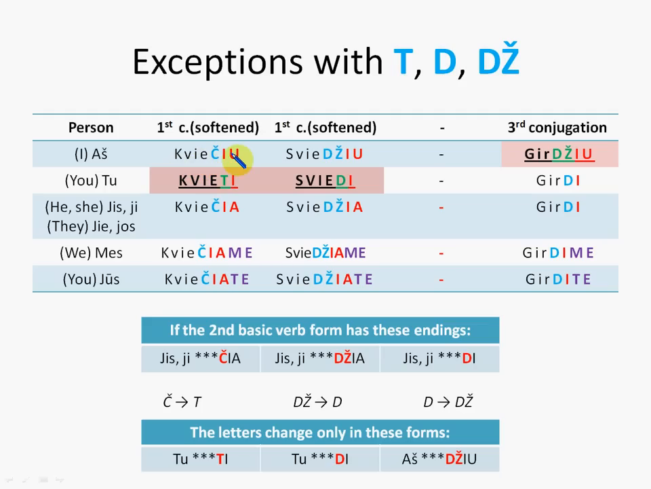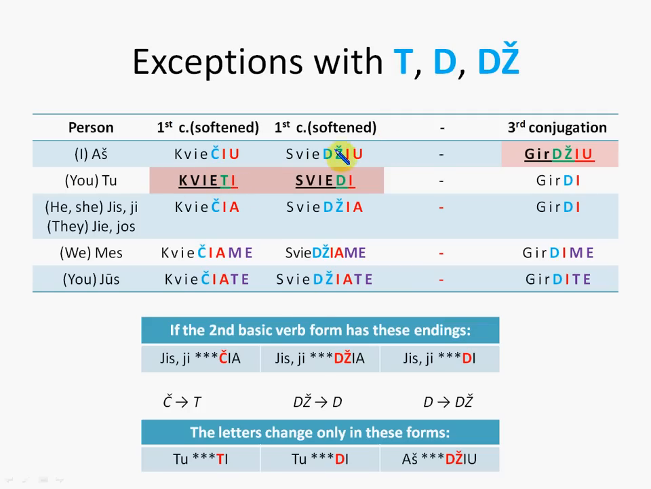Aš kviečiu. It means I'm inviting. Kviečiu. Tu kvieti. Jis, ji kviečia, jie, jos kviečia, mes kviečiame, jūs kviečiate. So you see that this č remains in all these forms except the tu form. The č changes to t, kvieti.